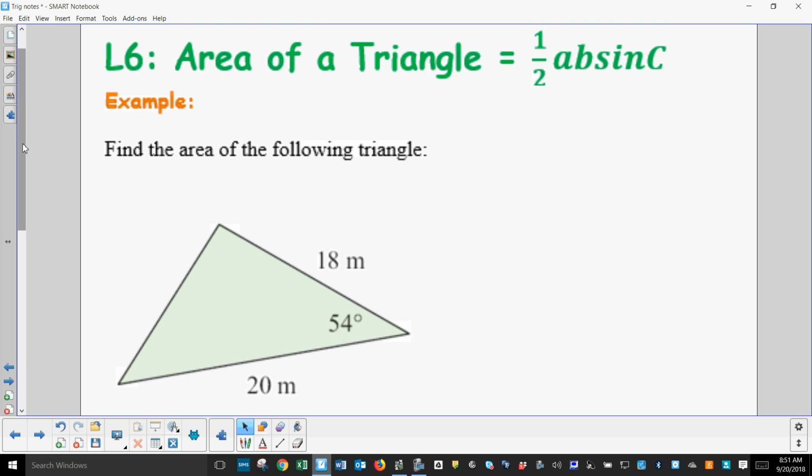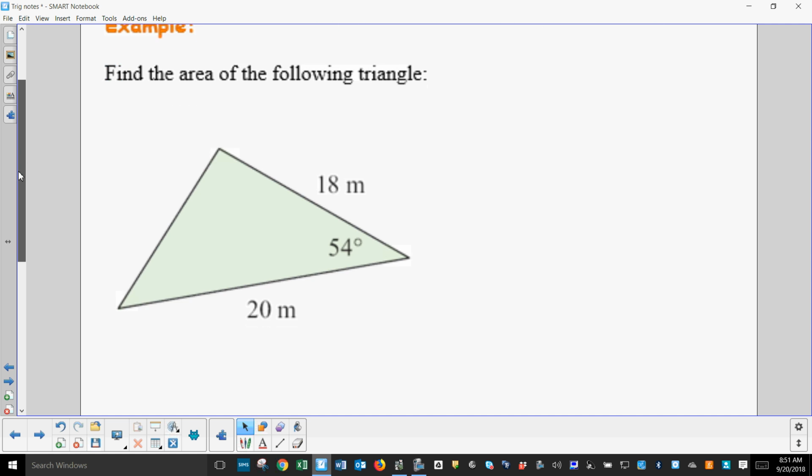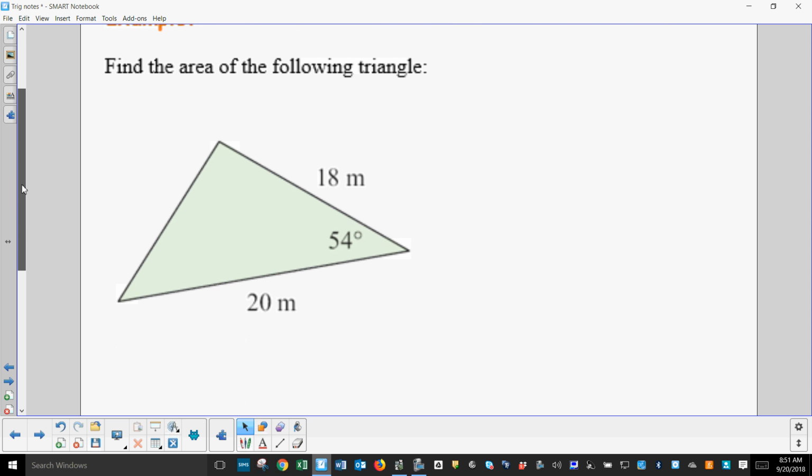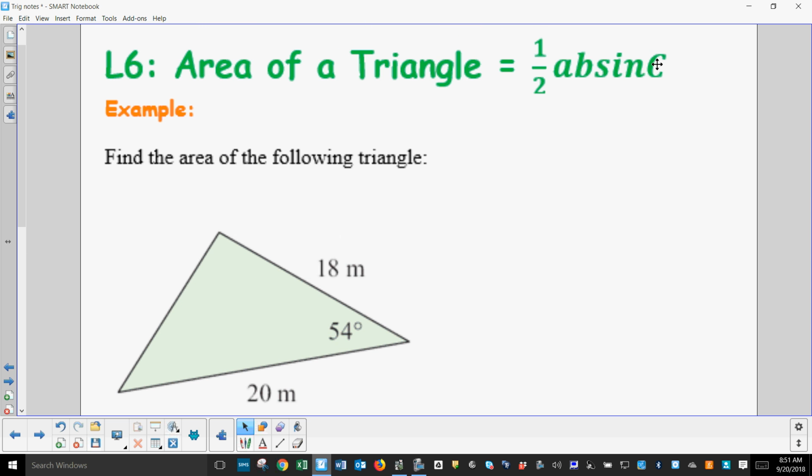Okay, so one important thing is the angle has to be the angle in between the two sides. What's a fancy name for that angle? The angle that's between two sides? Inclusive. Yeah, the included angle. That's it, exactly. So it must be the included angle. It's a good way of describing it.